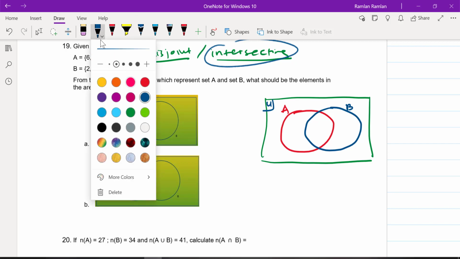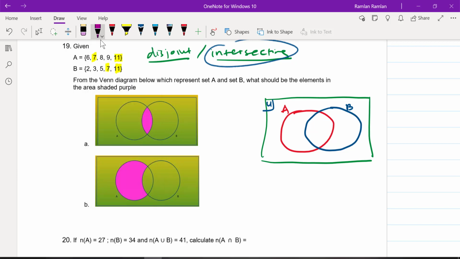Because it is the same. So 7 and the 11. I'm going to write them down using a dot. Okay, so 7 and 11. Then we can see here that we can actually answer question A, right? That will be in the middle here, so that will be this 7 and 11. So that's the answer for question A.